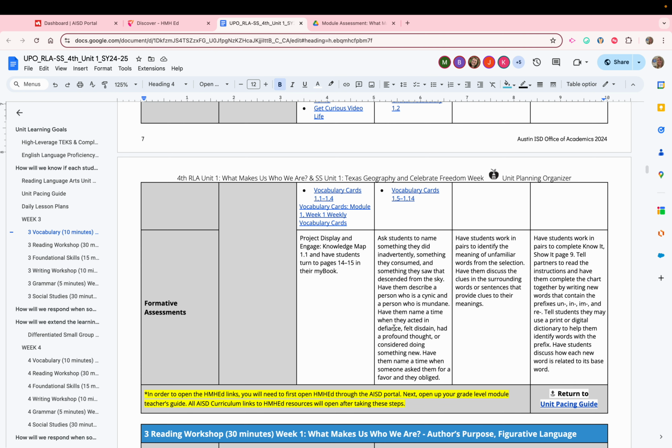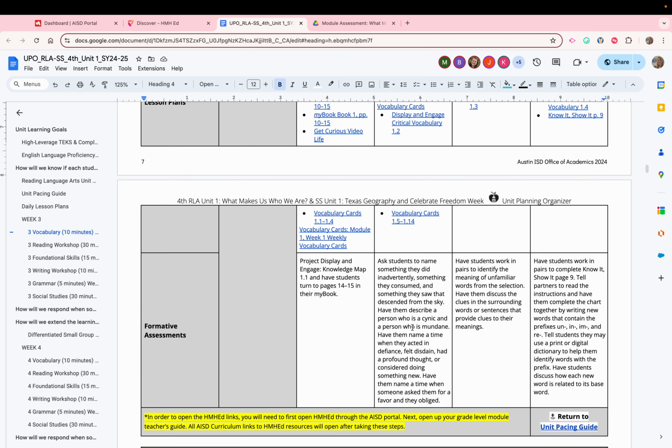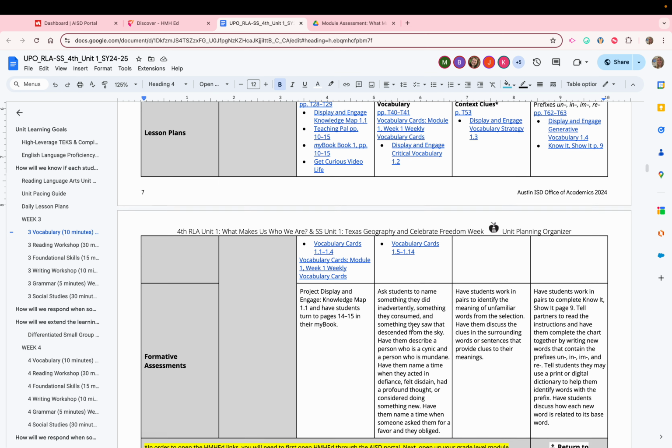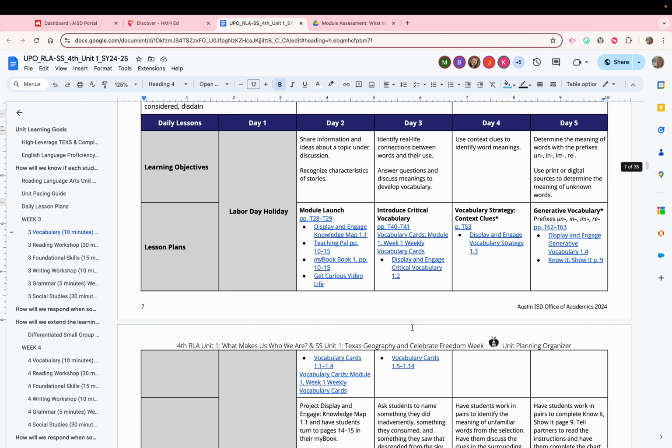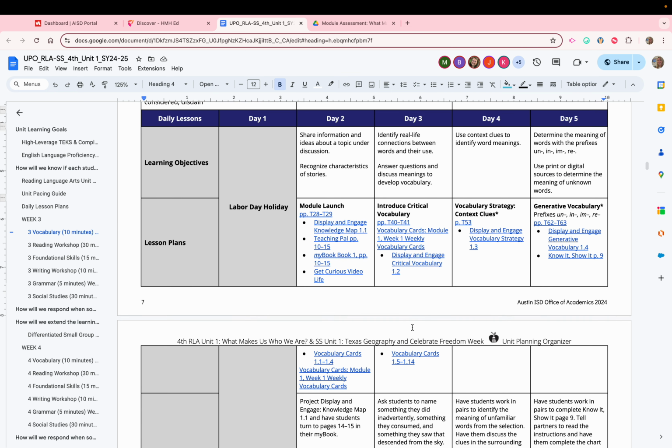I also can notice from the formative assessment that there are some posed questions. Ask students to name something they did inadvertently, something they consumed. These are words that come from the vocabulary. So I can see that the formative assessment today is really going to be just listening to my students talk about the vocabulary. And that is a really important thing to notice because that gives me some direction as a teacher. And if I want more information about that, I'm going to go click on the lesson to find out.